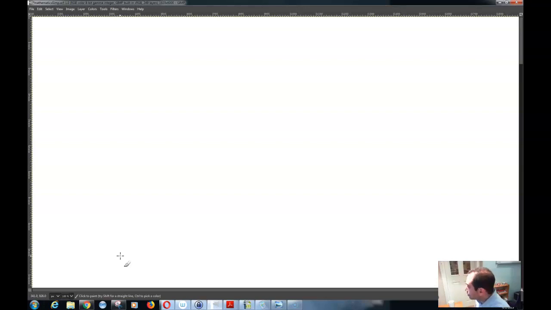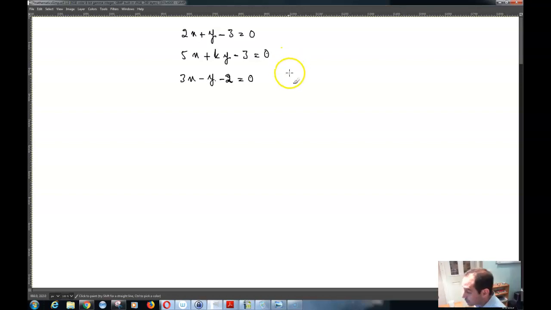So we have basically three lines here: 2x plus y minus 3 is equal to 0, and 5x plus ky minus 3 is equal to 0, and you have 3x minus y minus 2 is equal to 0. And these lines are basically concurrent lines.